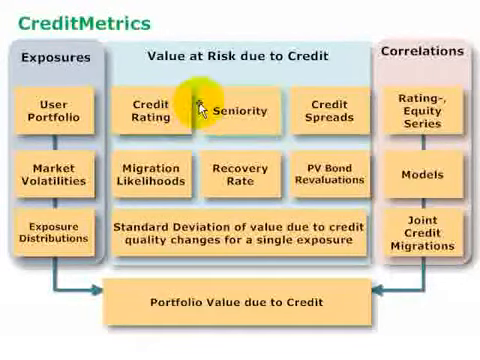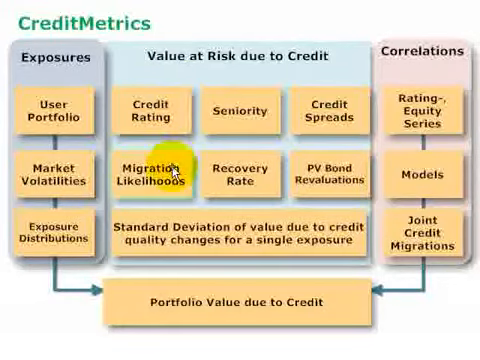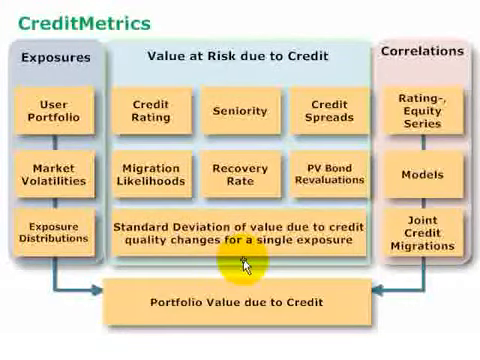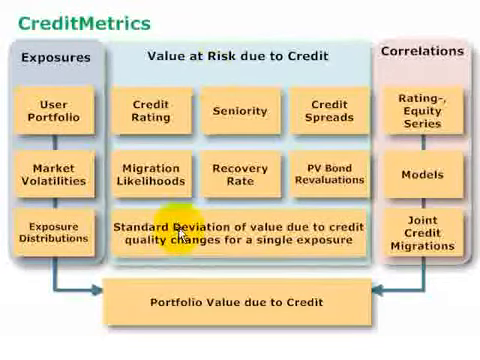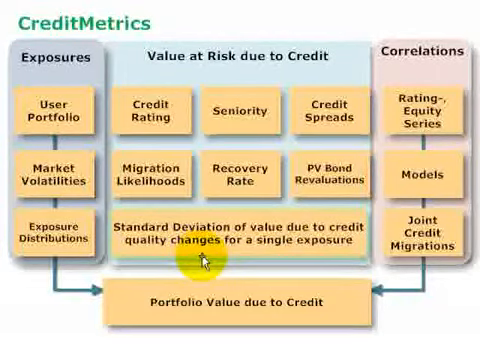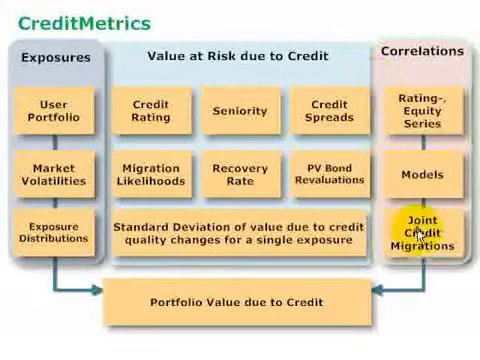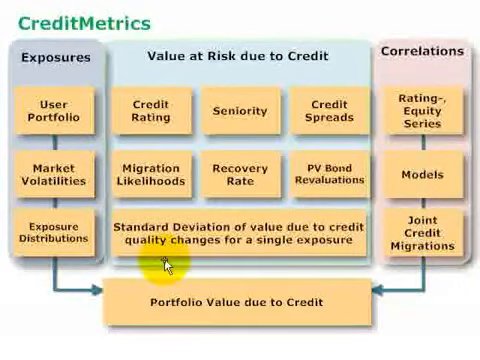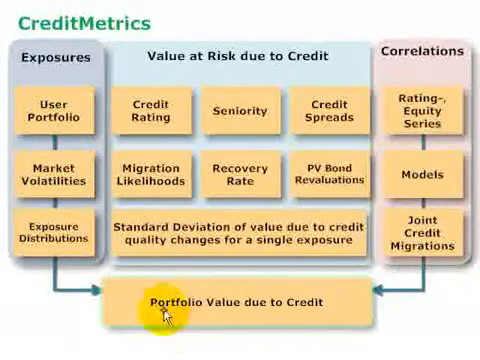And in doing this, which I'll show in the spreadsheet next, the CreditMetrics approach uses credit ratings and migration likelihoods to compute the standard deviation of value due to credit quality changes for a single exposure. This is the first key building block, the calculation of the standard deviation of value for the individual bond or exposure, and then using these third and fourth building blocks, including, importantly, the correlations between exposures, the CreditMetrics framework develops a portfolio value due to credit risk.